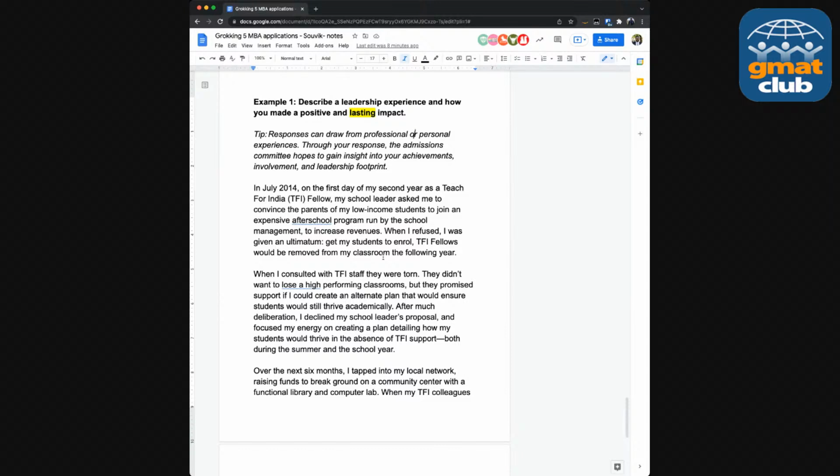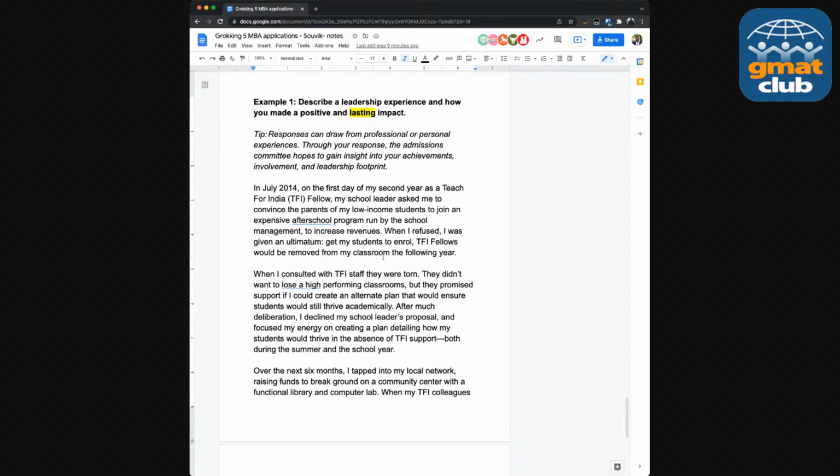So it was very hard for me and my co-teachers to exploit that belief and that trust to ask them to join this after-school program. But at the same time, because losing future TFI teachers in that school was indeed a risk, we had to create some sort of a structure to make sure my students continue to learn even after we have left.